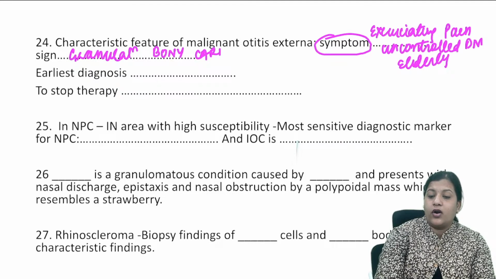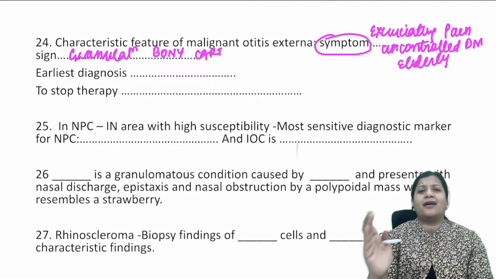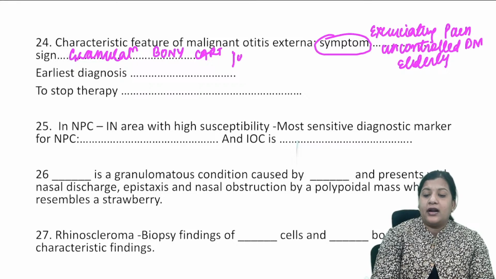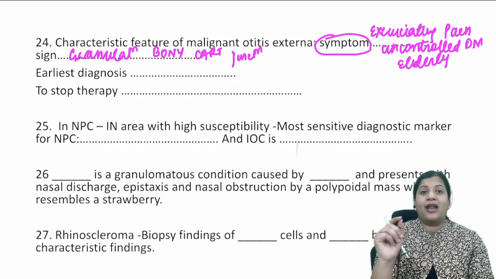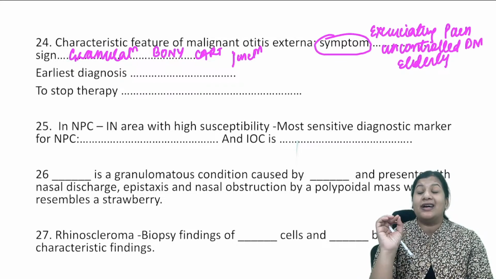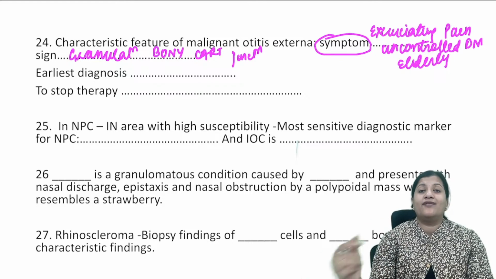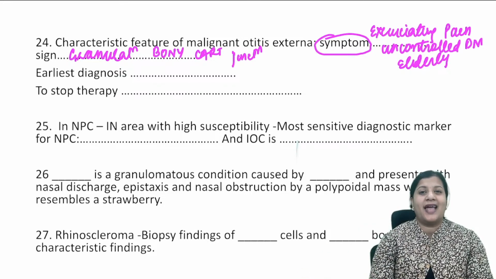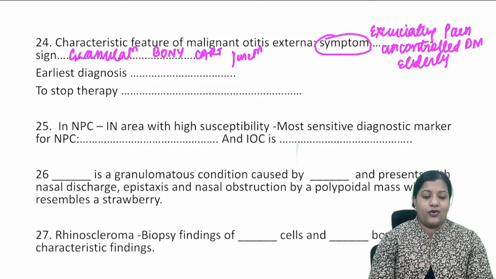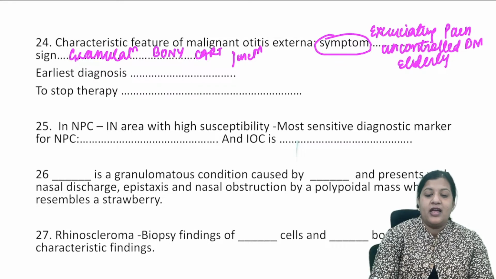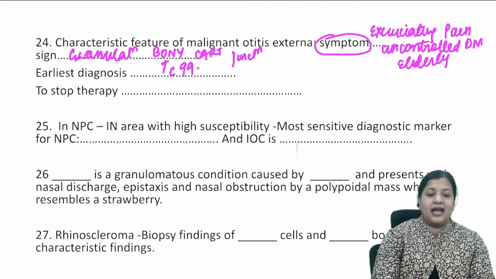They will tell you what this important characteristic feature is. At the bony cartilaginous junction, you will see some granulation. What test is used for earliest diagnosis? This is a radioisotope scan that will give you the earliest diagnosis for malignant otitis externa. What is it? Very good. It is your technetium 99 scan.